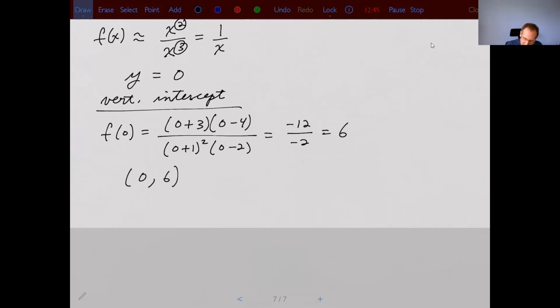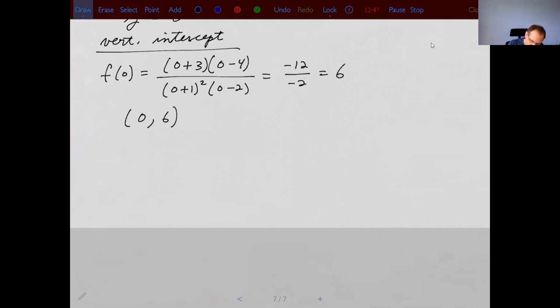And then finally, horizontal intercepts. That's when I set the numerator equal to 0 and solve, right? Or you could say set the whole thing equal to 0, but then you can multiply both sides by the denominator, and that's going to clear it out. So ultimately, you're just going to set the numerator equal to 0. Because we know already, by the way, let me go back to the top here.